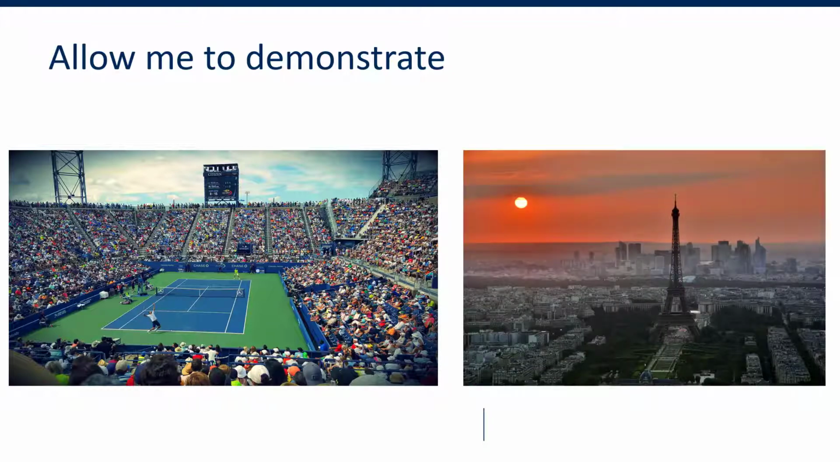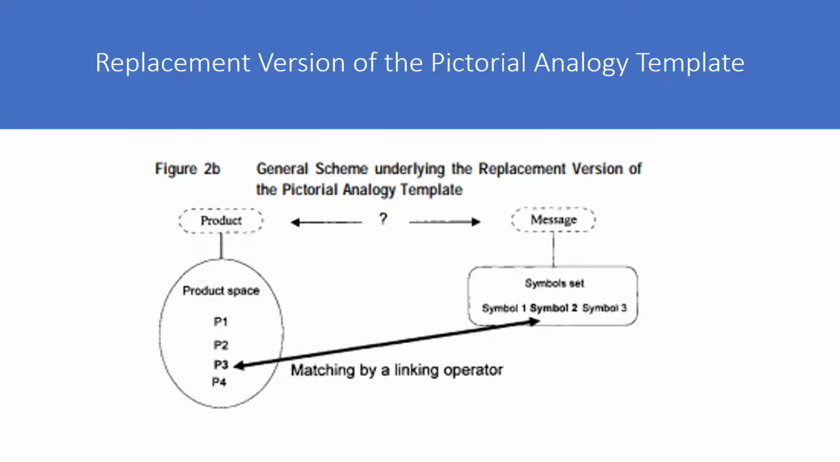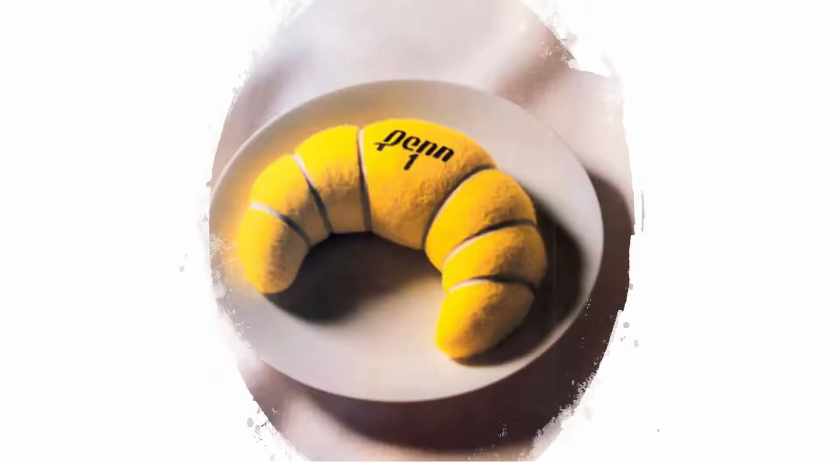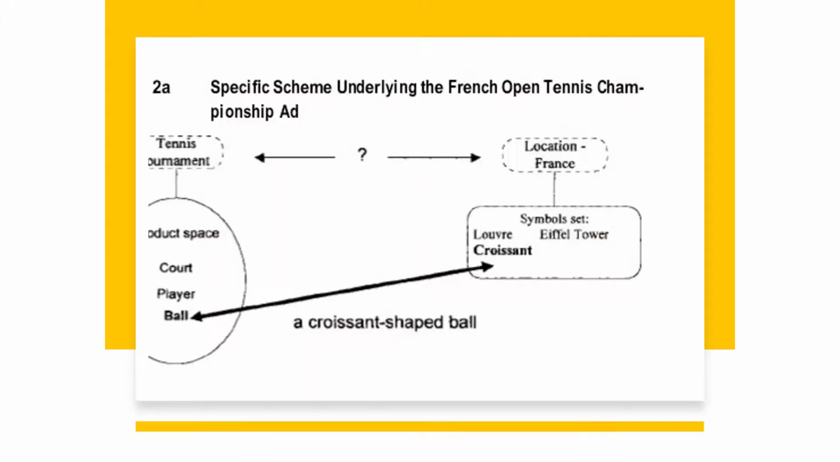Now, what do you think of when you think of Paris? Examples are Eiffel Tower, coffee, croissant. Again, the list goes on and on. If we go back to our template and we look at our list of tennis items and our list of Paris items, maybe we can do an unusual connection between the two. Here is the winning ad created by Penn for the French Open. And you can see the specific version of the template connecting ball and croissant.